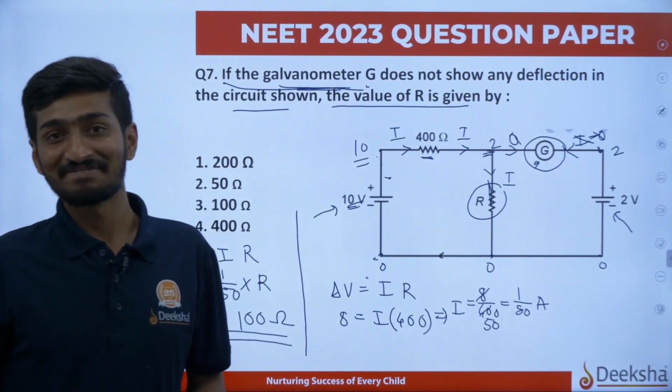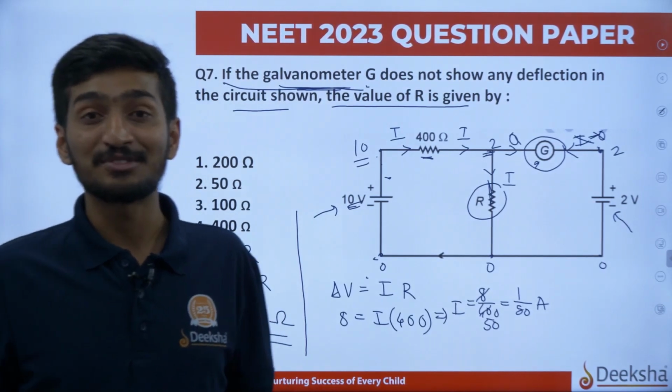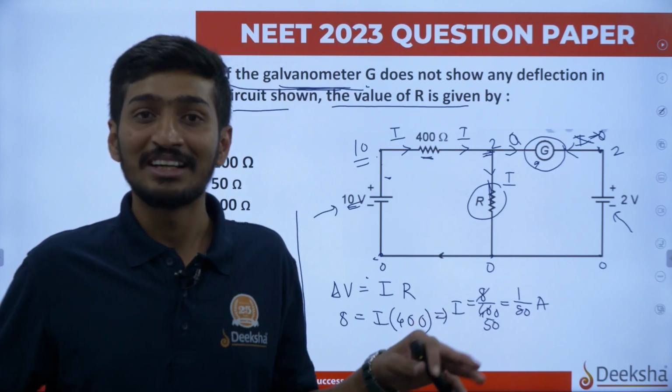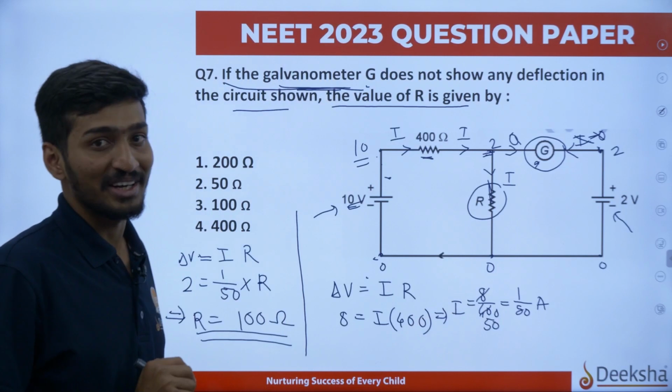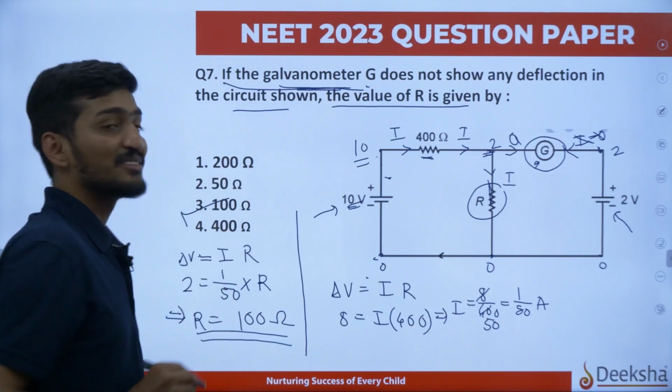See how easy this is. Now it may look daunting at first, but this question was not very difficult. As long as you have done a little bit of practice of current electricity, this should not have been very difficult for you. 100 ohms.